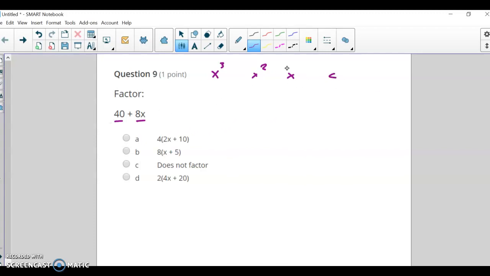So for us, we just have the x and the constant. So the x part is 8x, and the constant is 40. They're both positive, 8x and positive 40. So rewrite it in that standard form.